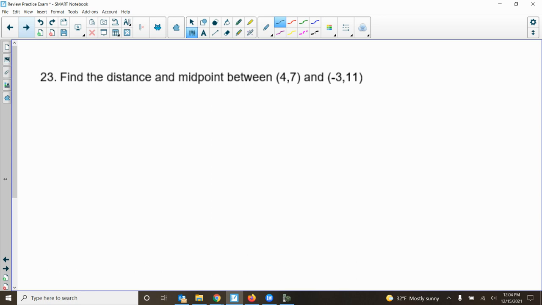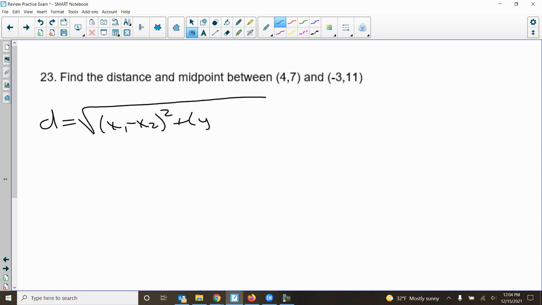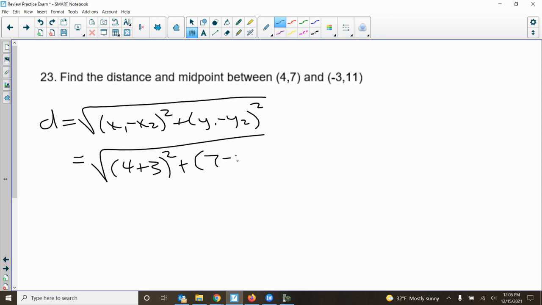23. Find the distance and midpoint. All right, so here we go. Distance, square root. It's x1 minus x2 squared plus y1 minus y2 squared is the distance formula. So we're going to do, let's see, 4 minus negative 3, which is going to be 4 plus 3 squared. And then 7 minus 11 squared. Right, 4 plus 3 because it's 4 minus negative 3 and 7 minus 11.